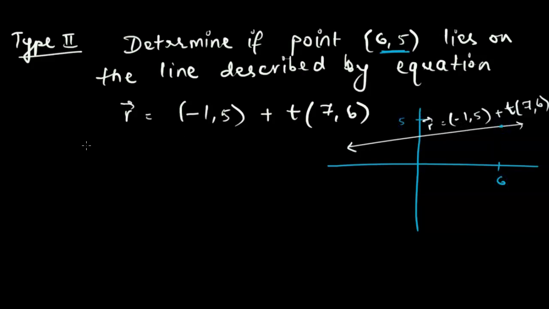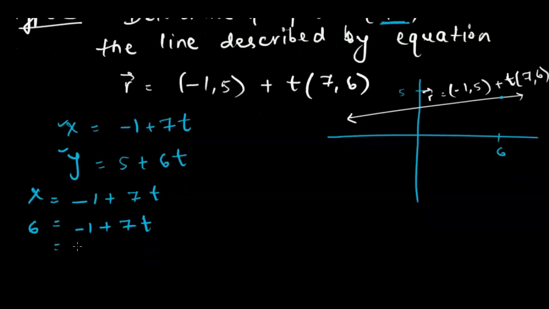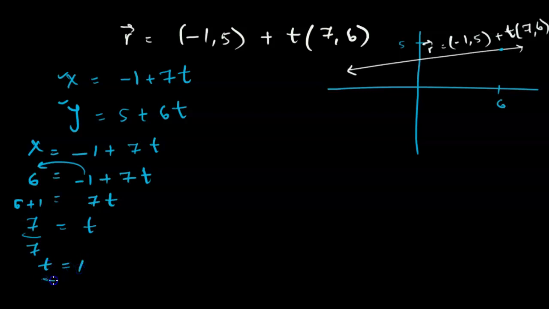Now, in order to do that, we again have to write this equation in parametric form, for which x is equal to -1 plus 7t and y is equal to 5 plus 6t. Once we write it in parametric form, we have to isolate t. The x and y values we are going to use are x is 6, y is 5. So 6 equals -1 plus 7t. We need to solve for t, so we'll isolate t. 7t stays here, -1 goes to the other side and becomes 6 plus 1, which is 7, divided by 7 equal to t. So t is equal to 1 in this case.